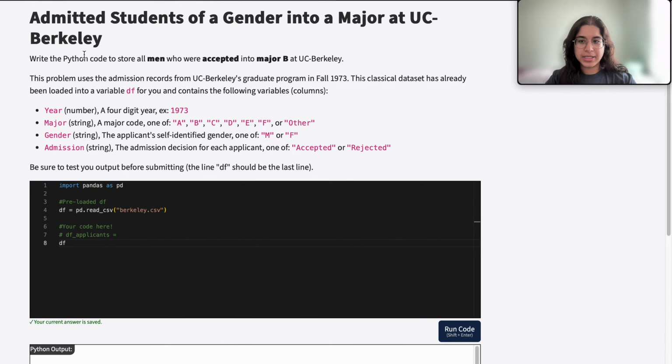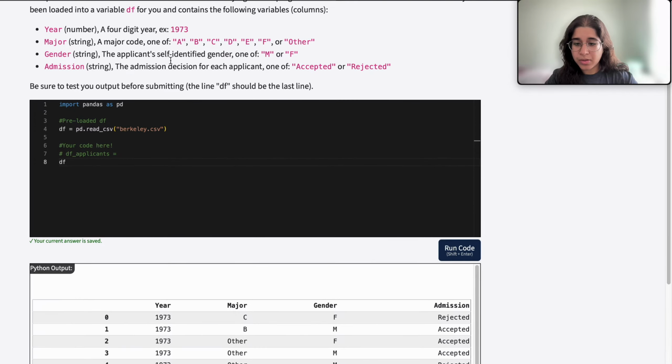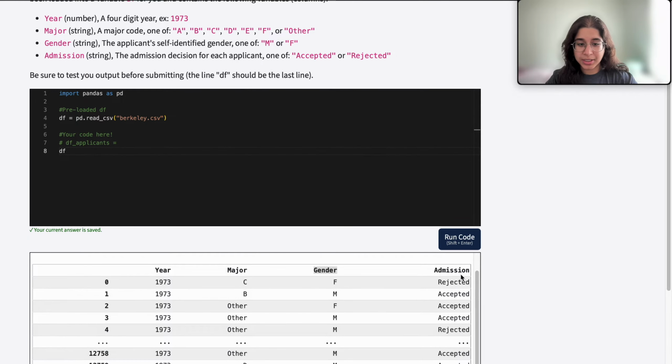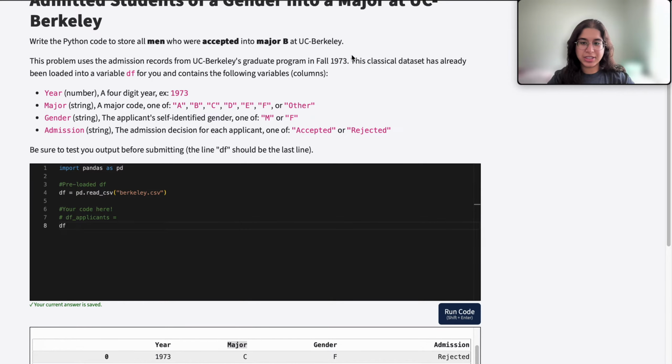So we want to write the Python code to store all men who were accepted into major B. This is a standard question on data frame filtering, where we have a bigger data frame and we want to only include certain rows, or in this case, certain applicants who meet certain criteria. And here it's all males who were accepted into major B.